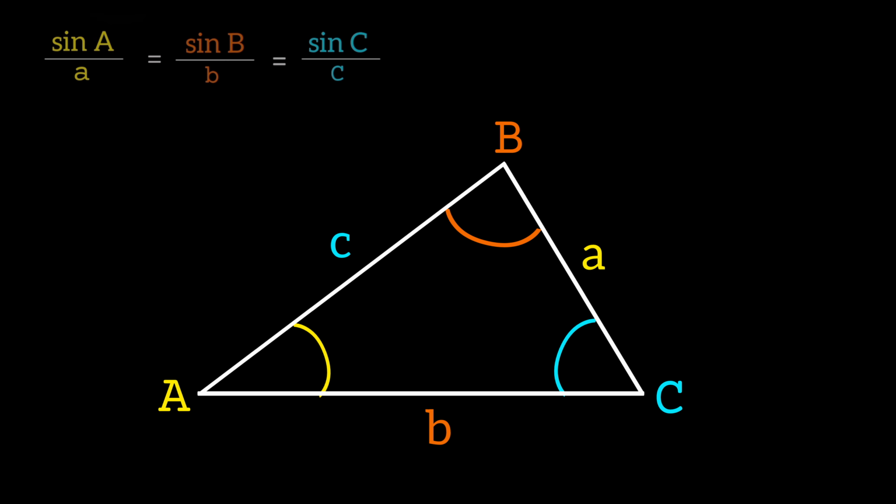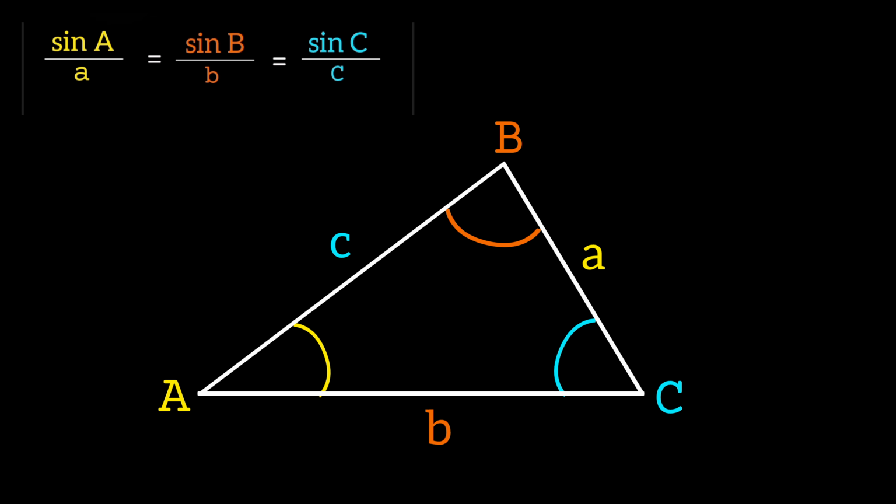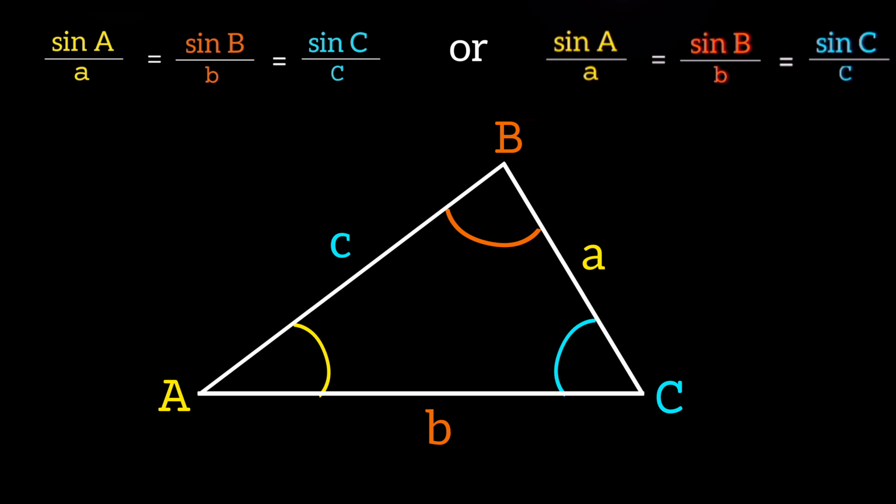The sine rule formula is represented as a over sine A equals b over sine B equals c over sine C. We can also write this formula such that the angles are numerators and the sides are denominators.